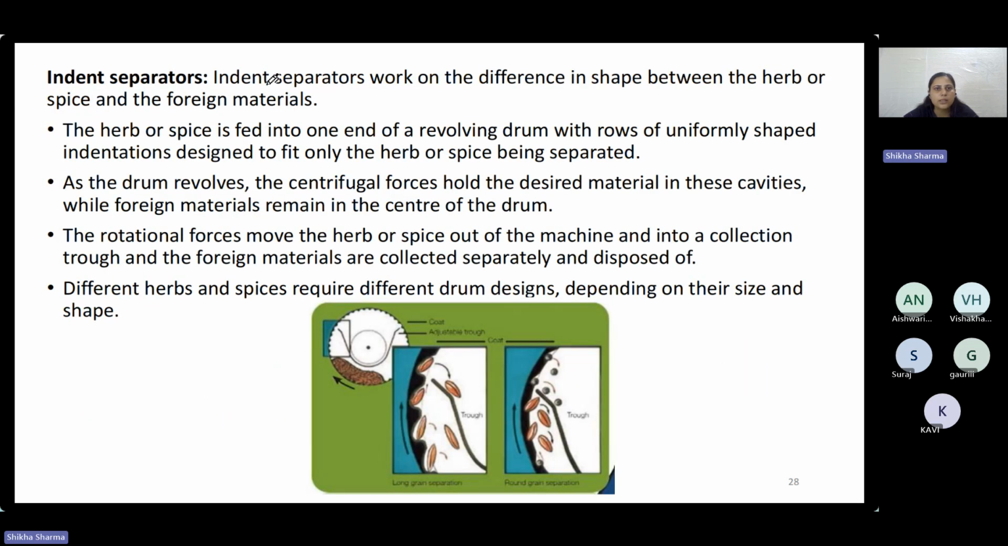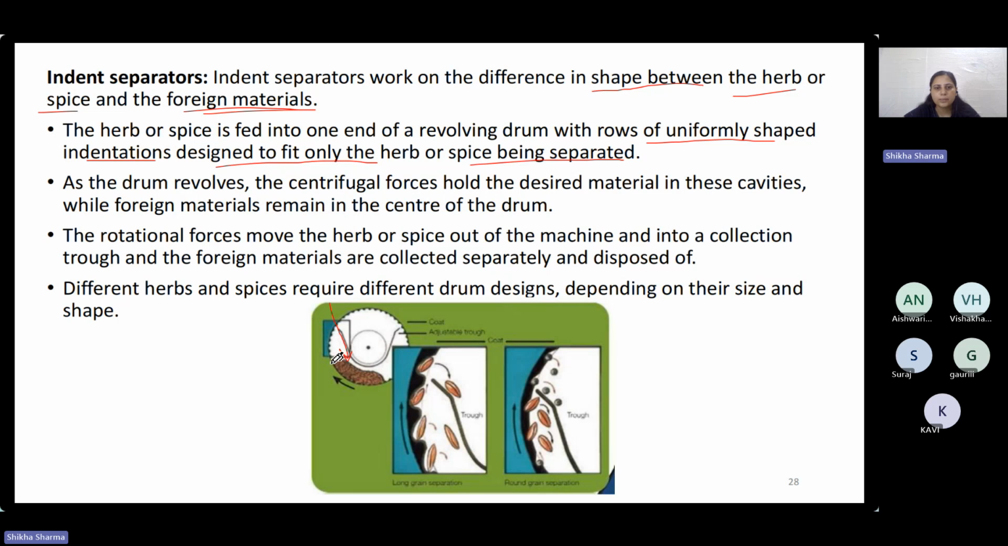What happens in indent separators? The difference in shape between the herbs or spices and the foreign material is used as the basis of the separation. The herbs or spices are fed into one end of a rotating drum. So here we are feeding the spices or herbs into revolving drums with rows of uniformly shaped indentations designed to fit only the herb or spice being separated.